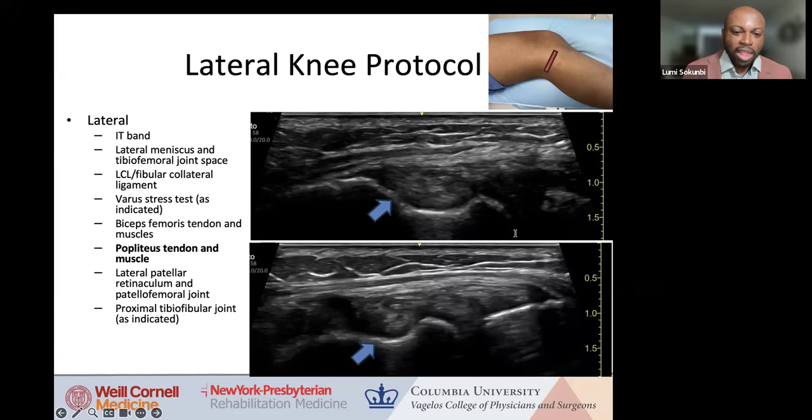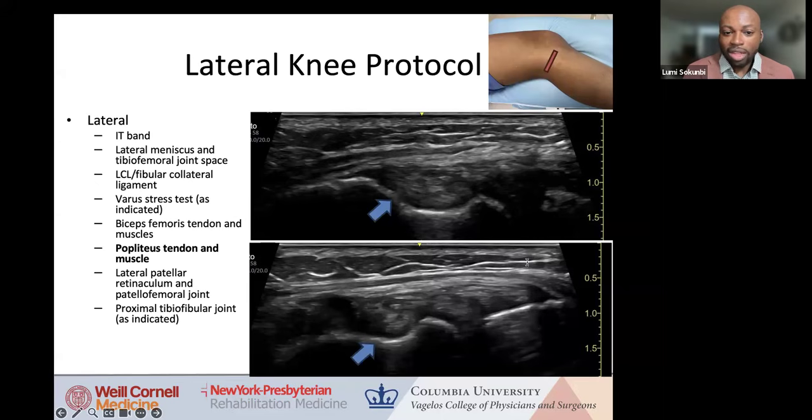So make sure you account for some confounders, right? Sometimes you think, oh, this is more of a PCL cyst or fluid there, but it's actually coming from the popliteus. So make sure you get both a short and long axis view and try to follow it down.